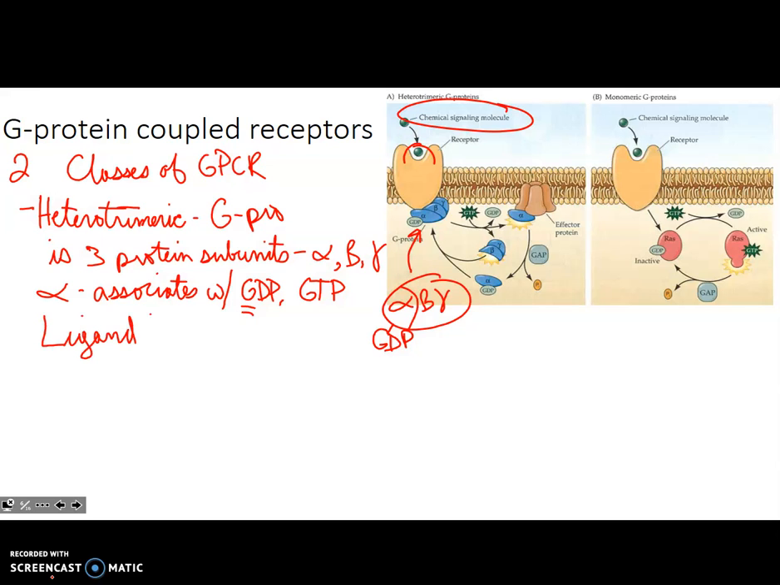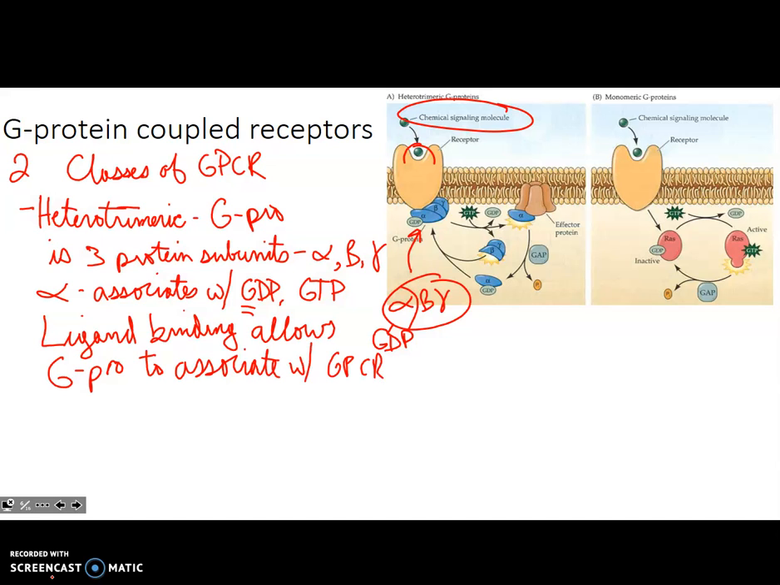So ligand binding allows the G protein to associate with the G protein coupled receptor. Okay, so now this whole thing is together, right? And that's what's shown right here in the picture. Everything put together. So when the 2 associate together, something happens to the G protein, and we'll pick it up here next.